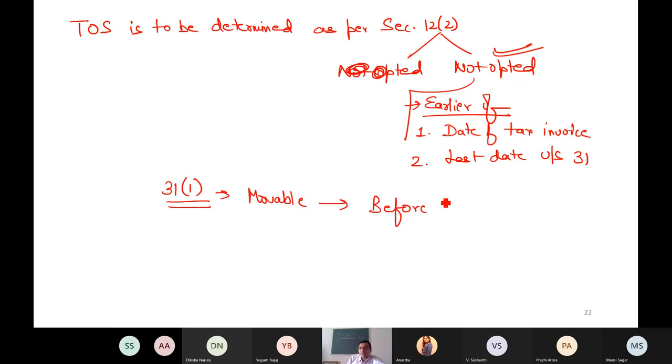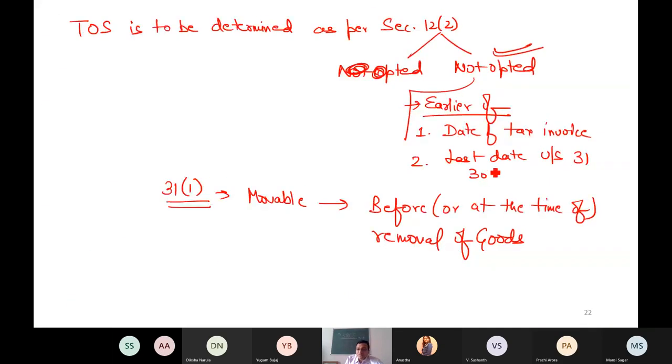Before or at the time of removal of goods? You have to revise this concern. Before or at the time of removal of goods. This is the last date. So what is the last date? On 30th July. So 30th July is the last date as per section 31. And coincidentally, this is the actual date of invoice also. 30th July 2020 is the actual date of invoice also.